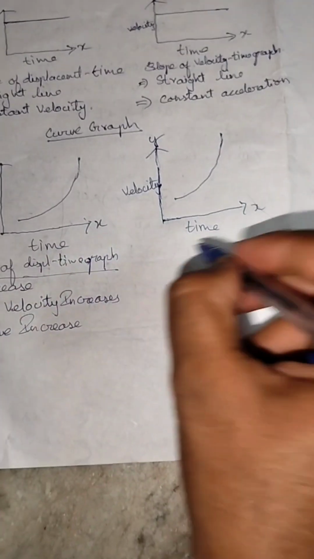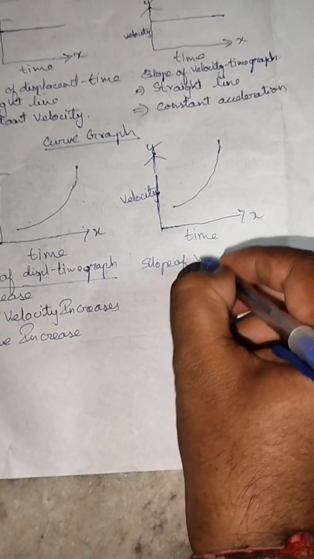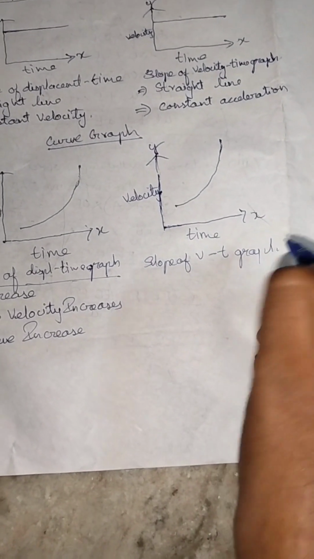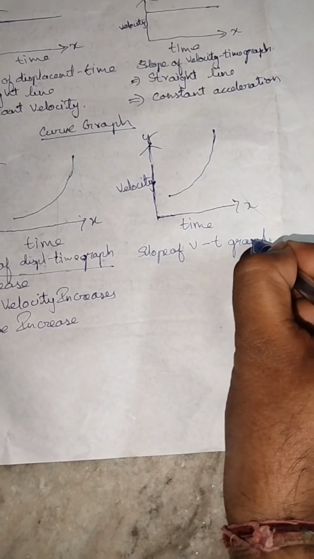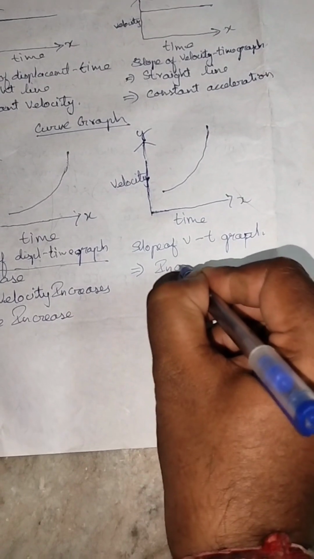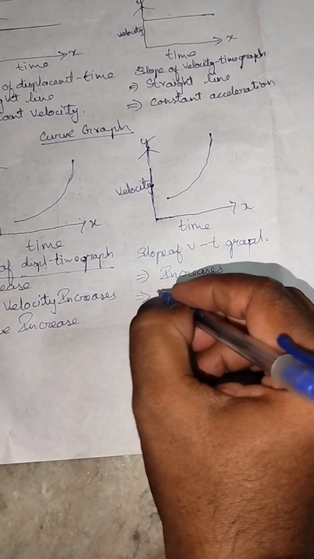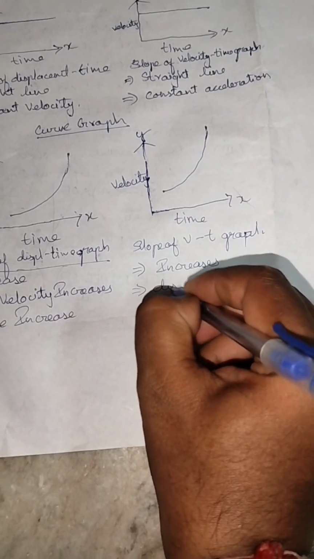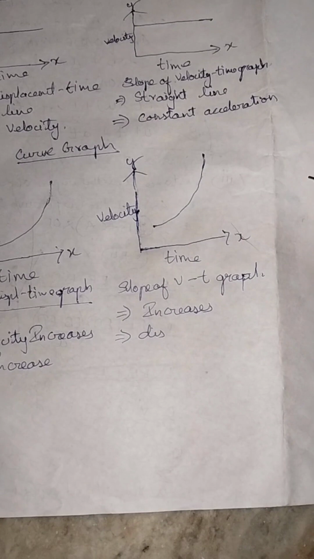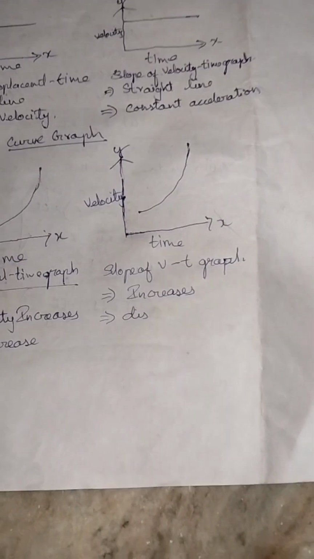If the graph increases, you can say the slope of the velocity time graph is said to be increasing, and its displacement will increase.